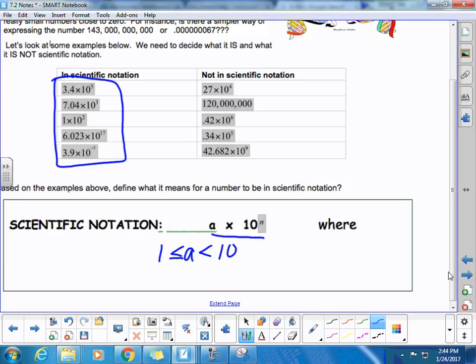So if you look in the left column, 3.4, that's between 1 and 10. 7.04, that works. 1, it says it can be equal to 1, so that works. 6.023, that's in that range. 3.9, perfect. If you look at the not, 27, too big. We need to change it. So we could change it to 2.7. But if I made that smaller, I have to make my 10 to the 4th bigger, so it'd be 10 to the 5th. So we can change them, but you'll notice all the ones that are not scientific, those numbers don't start with a something point something, or something between a 1 and a 10, so that's a requirement.